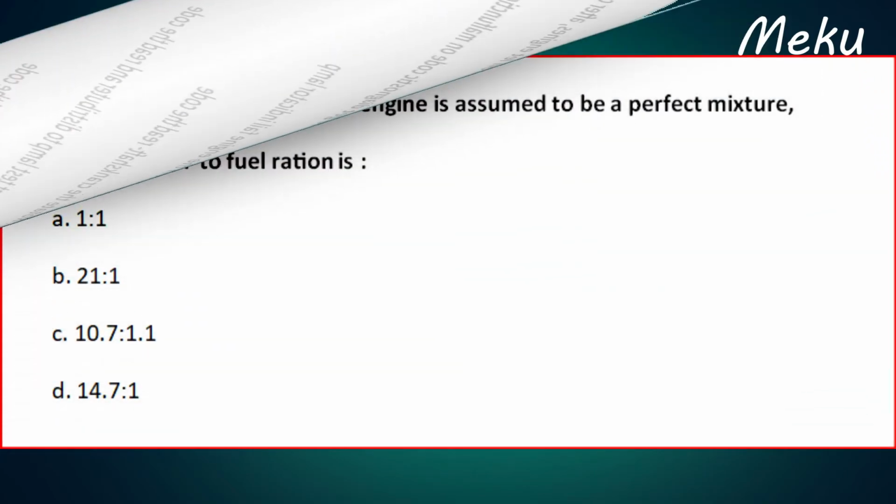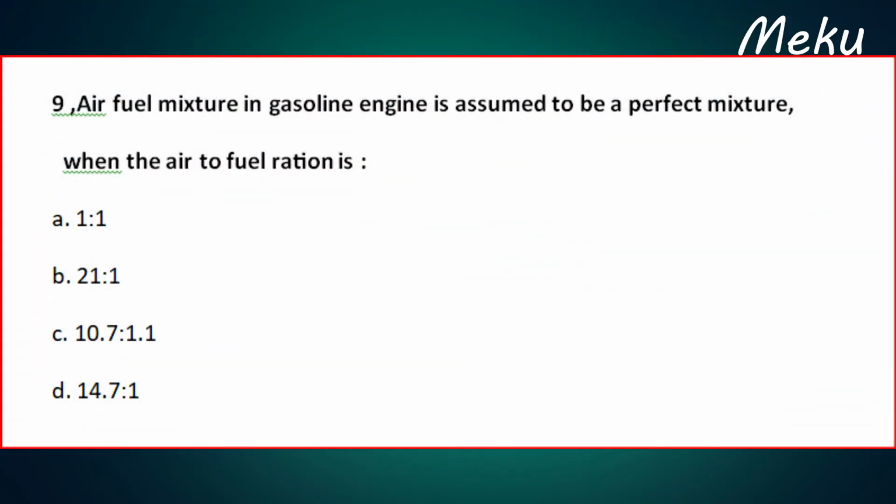9. Air-fuel mixture in a gasoline engine is assumed to be a perfect mixture when the air-to-fuel ratio is A. 1:1, B. 21:1, C. 10.7:1, D. 14.7:1.